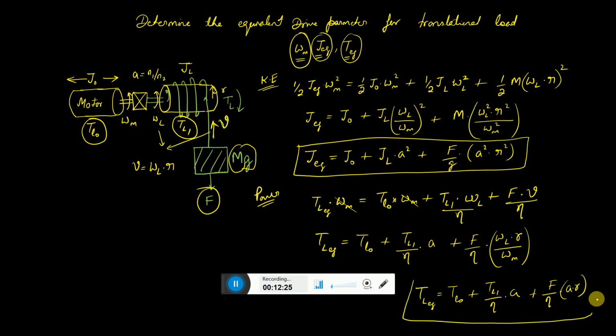So we can get the equivalent torque referred to the motor end, and we have also found the equivalent inertia referred to the motor end. Knowing these two, equivalent torque, equivalent inertia and omega M, we have the entire setup. We can write a dynamic equation for this drive. Okay, so in the coming videos we will see some numericals based on this. Thank you.